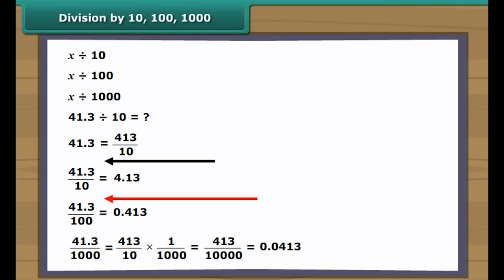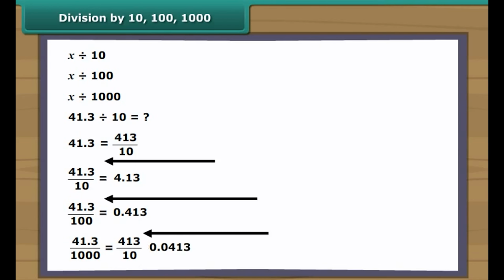Thus, we can say that when a decimal number is divided by 10, 100 and 1000, the decimal point in the quotient shifts to the left by 1, 2 and 3 places respectively. Division by a whole number. How will you divide a decimal number 6.9 by a whole number, say 3?